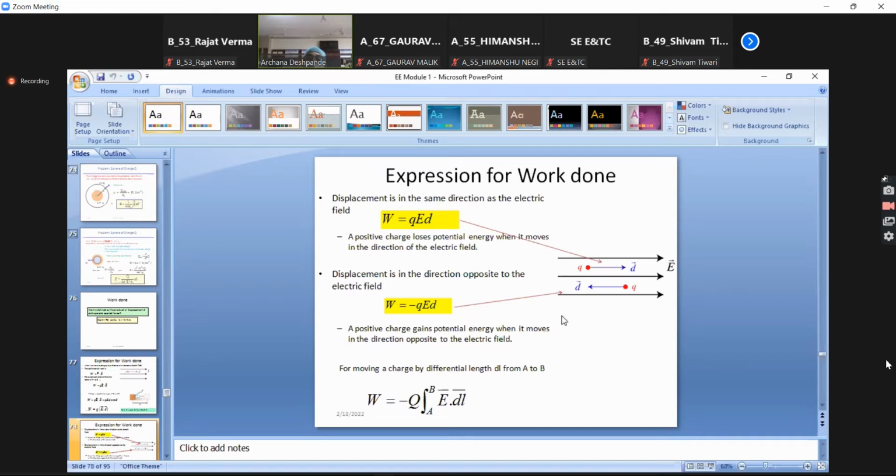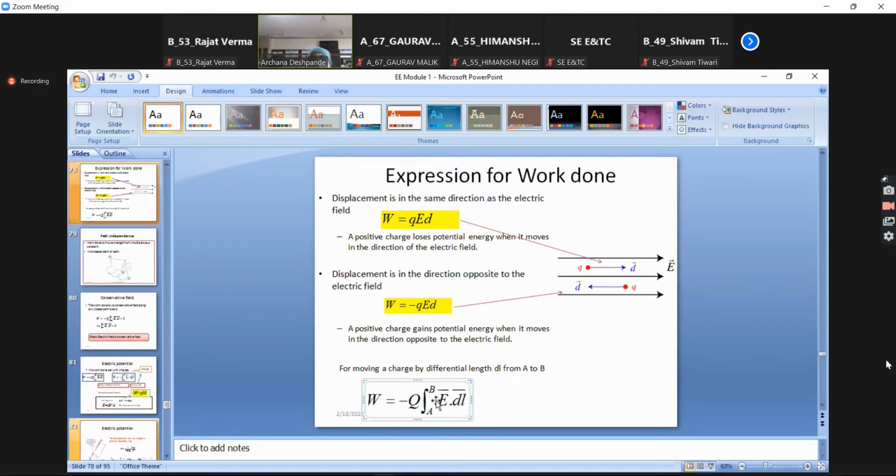Okay, so if you move the charge from A to B, then the same formula applies. If you don't know the distance, if you know that the charge is moved from A to B, then this is the formula. That is W is equal to minus Q, as you are moving against the electric field, it is minus Q integration A to B. So basically, you are moving a charge from A to B, and E bar dot dl bar.